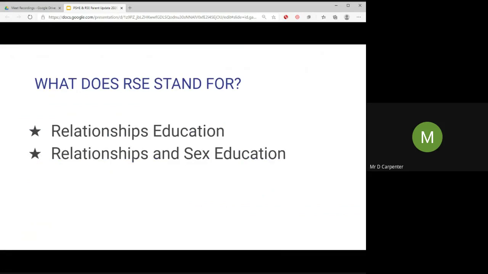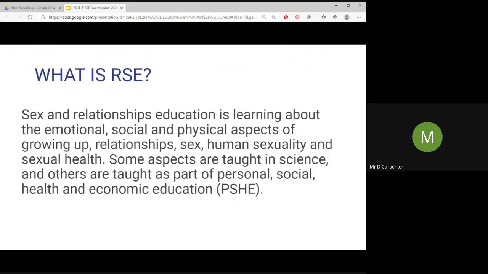Now, as I've said, the change to the PSHE curriculum relates to the coverage and also to the health and the sexual education content that as a school we are required to cover. So RSE, what does RSE stand for? RSE stands for either relationships education or relationships and sex education. So what is RSE and what does it look like for a student?